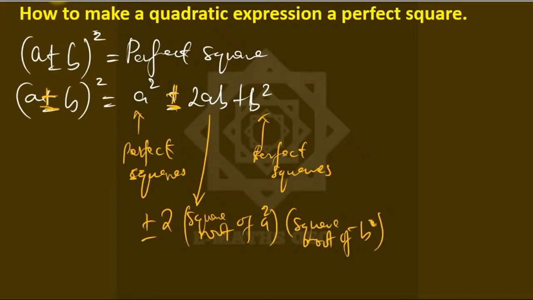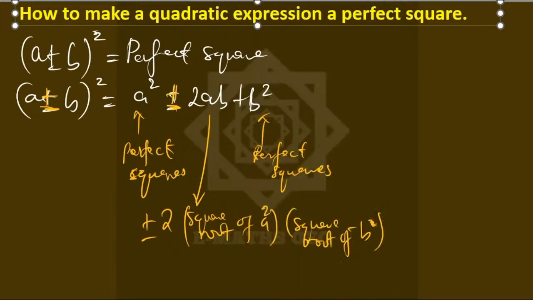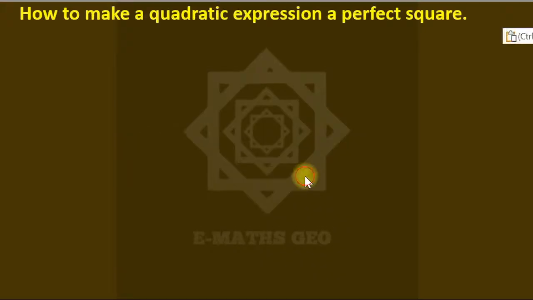Now let's go back to this. We want to get a formula, an expression, so that we won't be wasting time when you are asked to get something like this. So they now say, how to make a quadratic expression a perfect square. Let's focus on the first two terms.